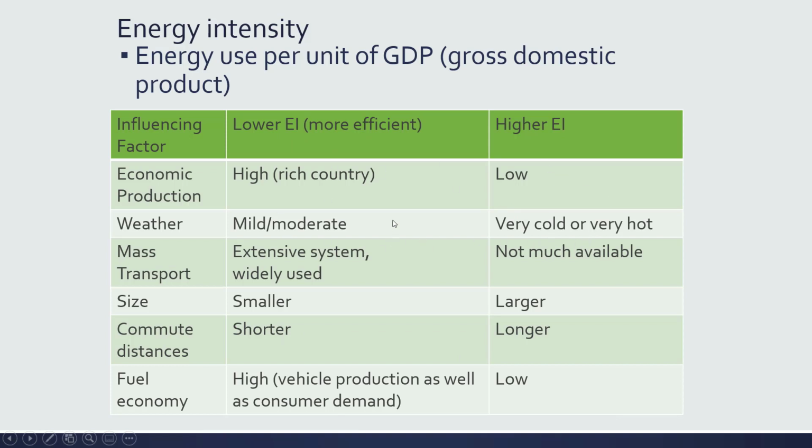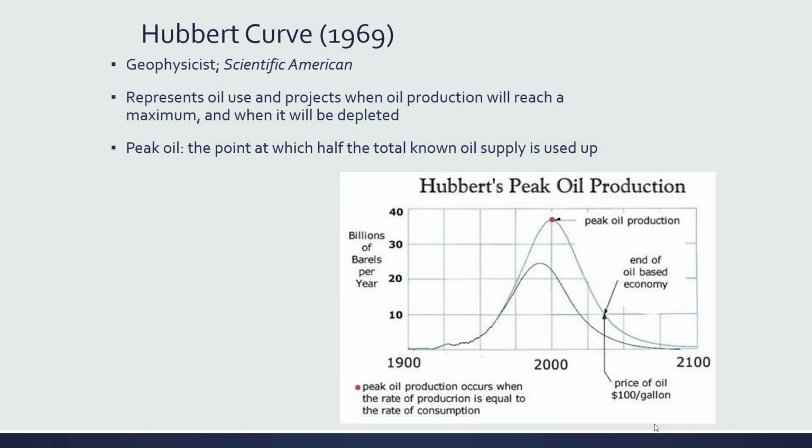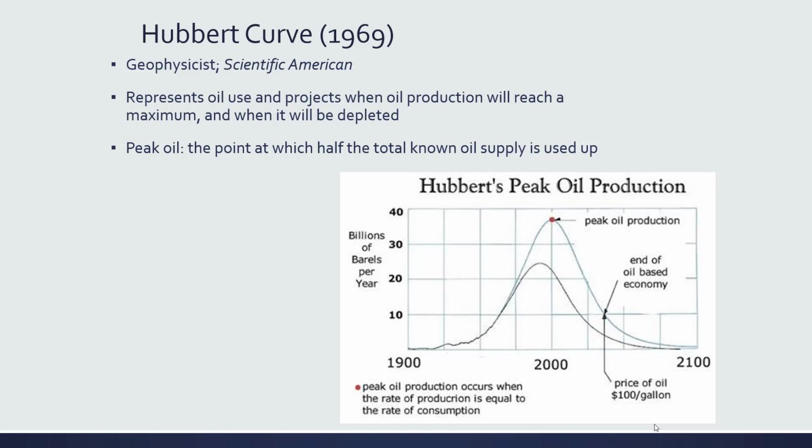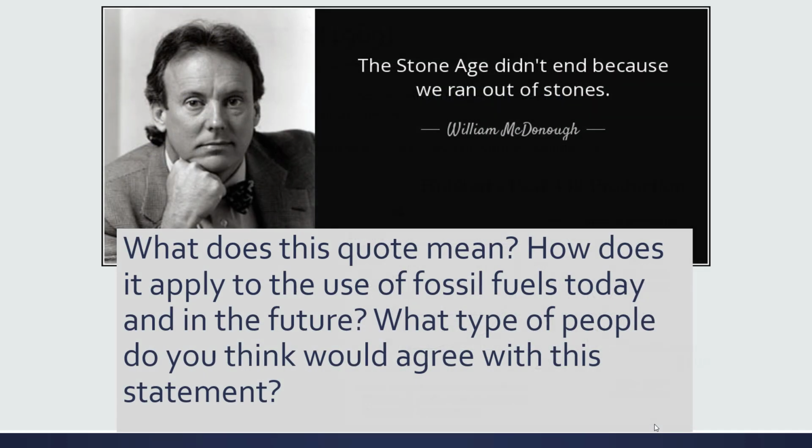So this kind of just tells you why we use fossil fuels in certain places as opposed to others. I don't know if we're going to have to know who Hubbard is, but he's a dude who basically predicted that we might be at peak fossil fuel production and then it might be downhill from here, in terms of being able to harvest this stuff.